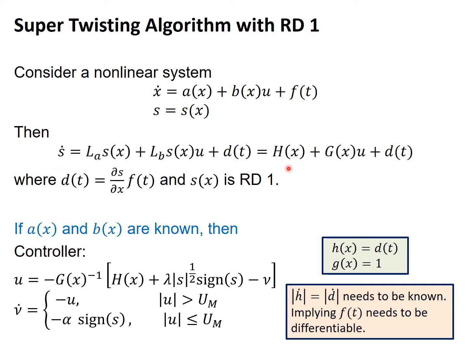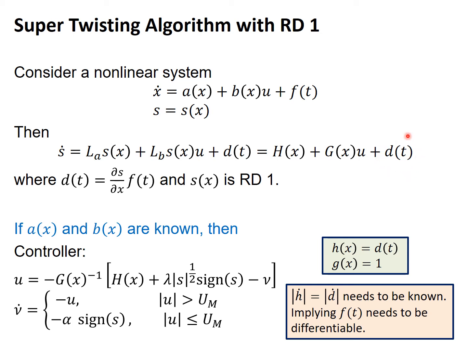S dot will be equal to, so hx will cancel out, minus lambda mod s to the power of half sin s plus nu plus dt is there, and nu dot is this. So this form is what it is taking. In this form, if you look back into the slides, you will see that S dot was having small hx plus small gx, all those things. So small hx will be equal to dt here.